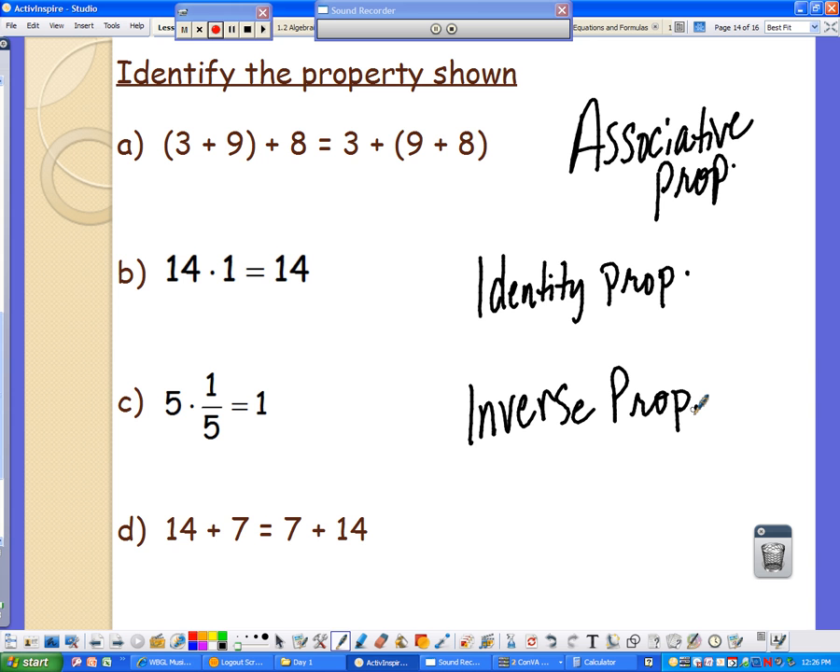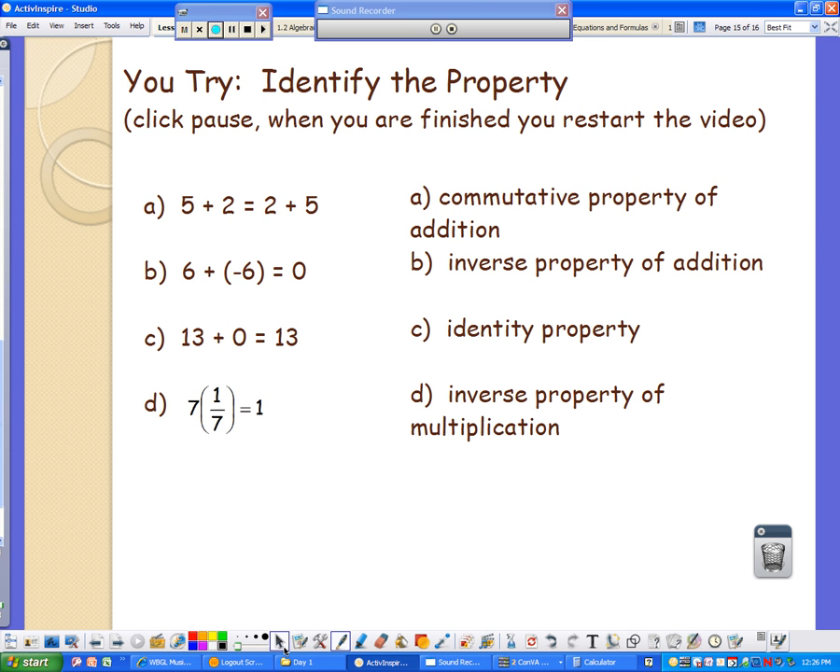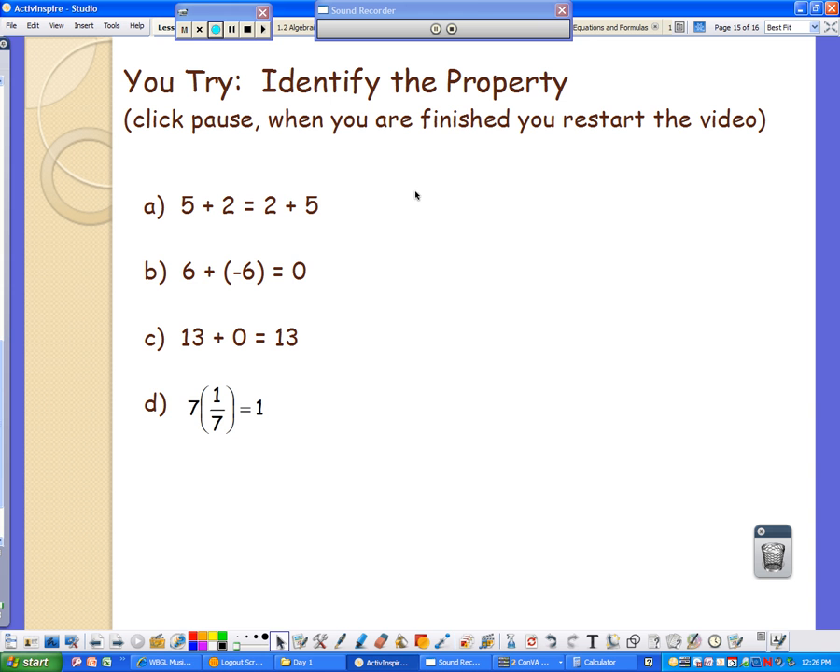And D, we had 14 plus 7, we flipped it, so it's 7 plus 14. And remember, that one's the commutative property. So at this time, go ahead and try the next ones. It's a you try, so pause the video and see if you can come up with the answers.